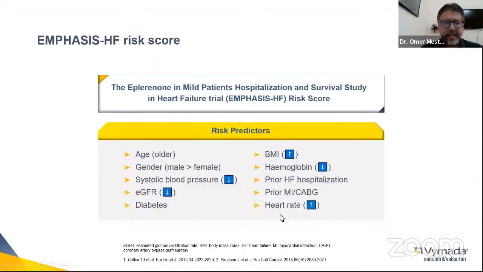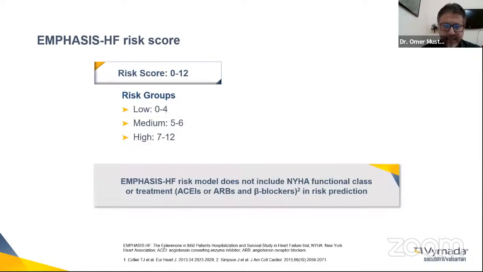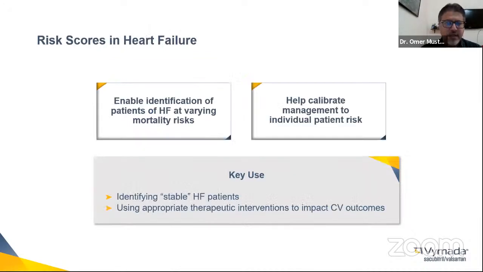Similarly, this is the EMPHASIS-HF risk score. I just wanted to show these slides to you so that we know that we have risk scores to predict which patients are going to do well and which are not. Again, 0 to 4 is low, 5 to 6 is medium, and greater than 7 is a high risk score. So what do the risk scores do? Like what I told you just now, they enable us to identify patients of heart failure at varying mortality risk and help us calibrate management to individual patient risk.